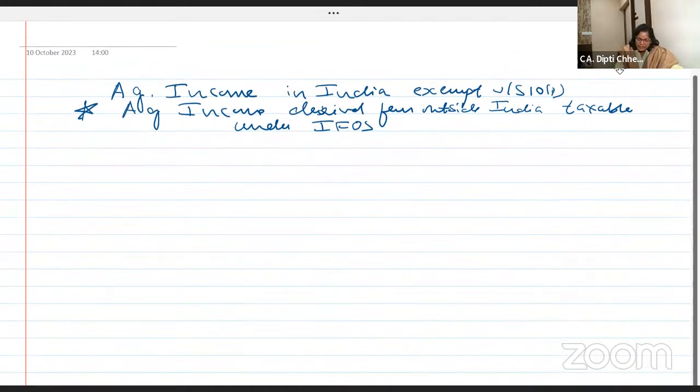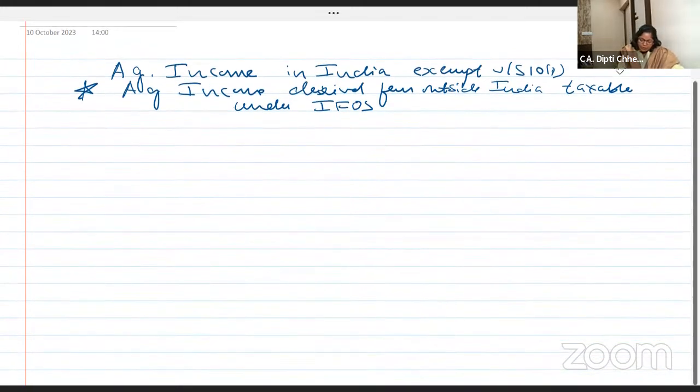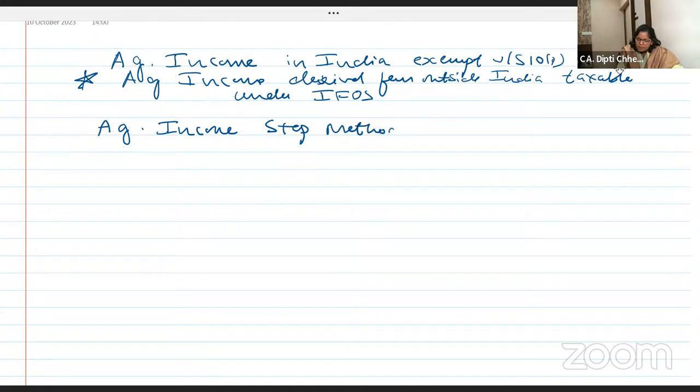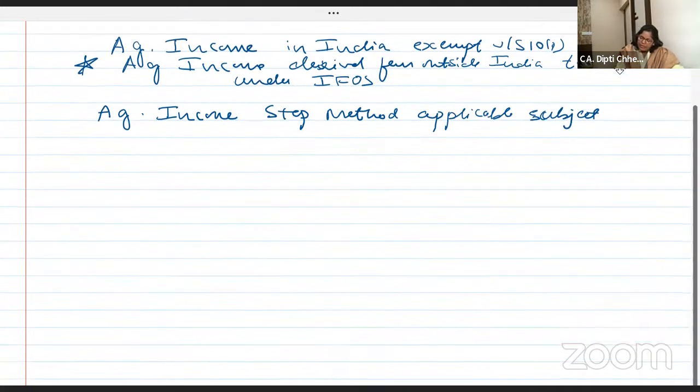Okay, right. Now write down. Agricultural income के लिए step method applicable subject to 3 conditions. एक ही बार लिख लो, 5 ही मिनट लगेंगे, याद हो जाएगा.